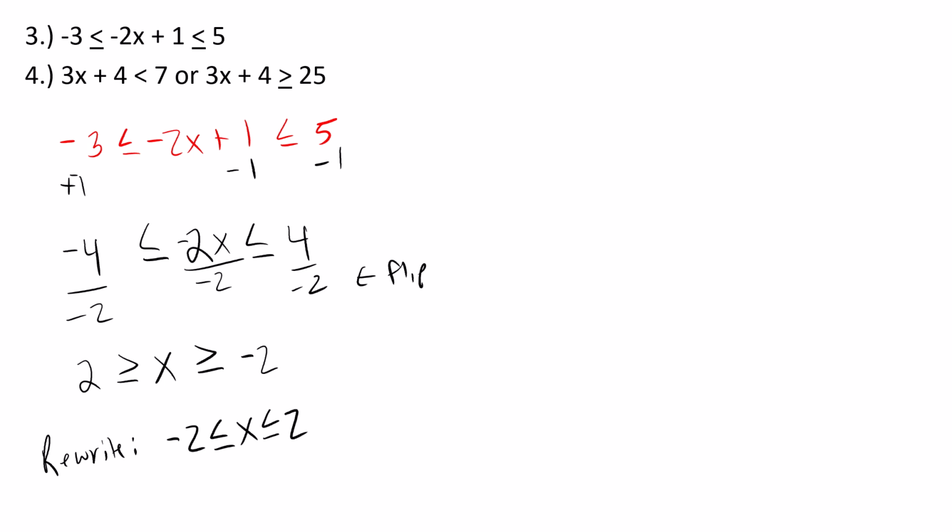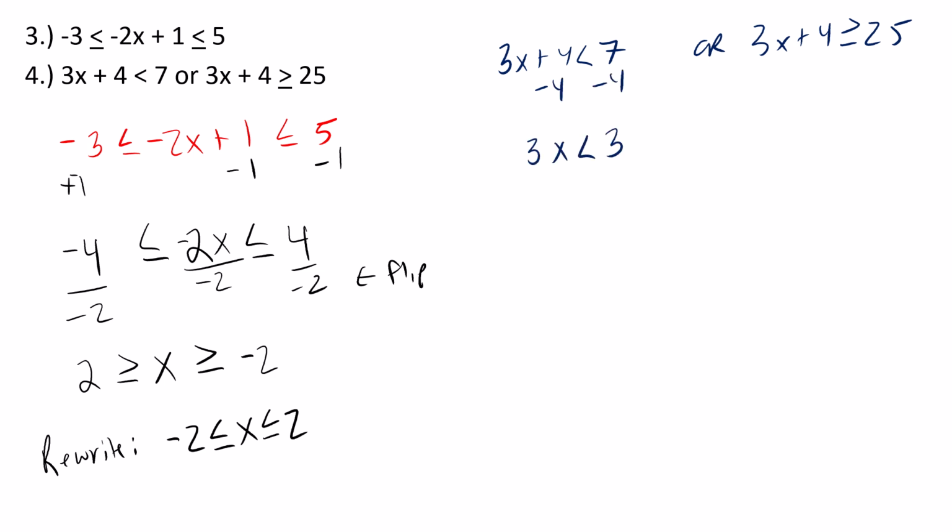Second one is an or inequality. So we have 3x plus 4 is less than 7, or 3x plus 4 is greater than or equal to 25. But it can't be both, okay? It can't be both less than 7 and also greater than 25, okay? That's not a thing. So we'd start by subtracting 4. So this will give me 3x is less than 3. Divide both sides by 3, and I get x is less than 1.